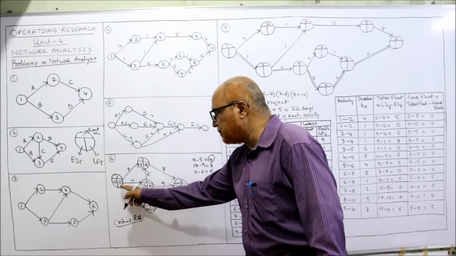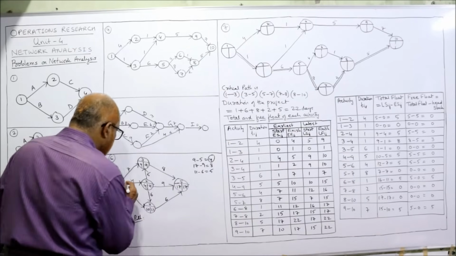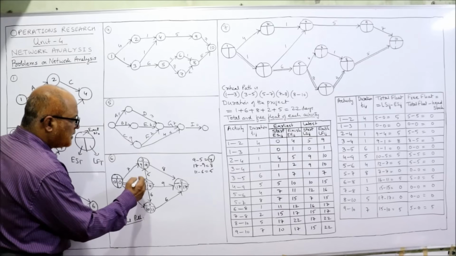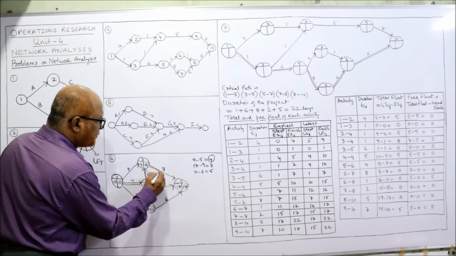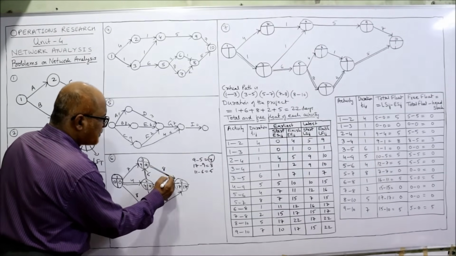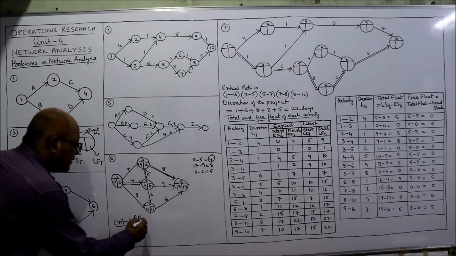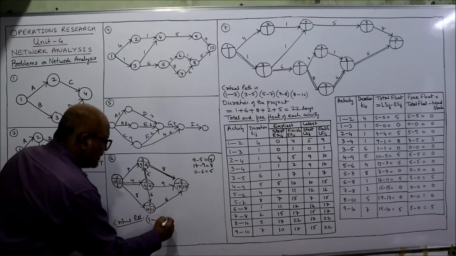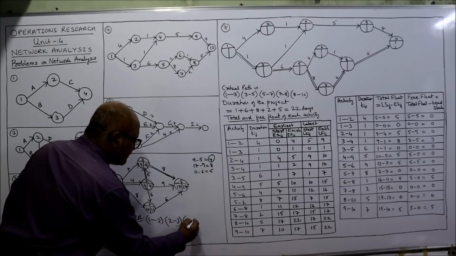1 to 2, that means 0, 0, 4, 4. Both are same. So we have to draw a double line. This double line shows the critical path. Here also 2 to 3, 3 to 5. So here the critical path goes from 1 to 2, then 2 to 3 and last one 3 to 5.